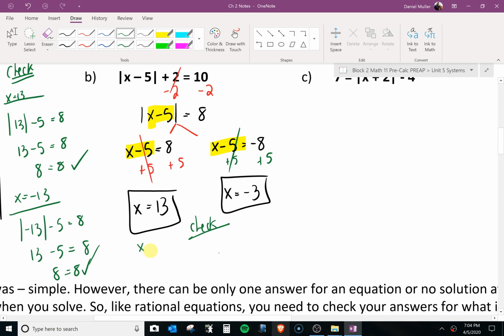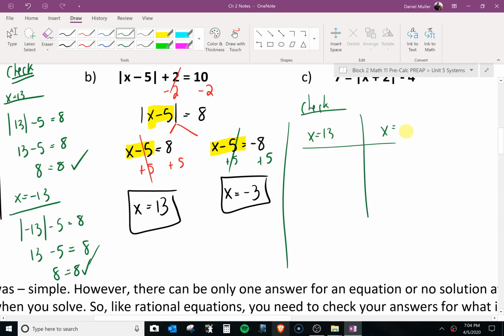So I'm going to check x equals 13. That's the one I'm going to check first. And I'm probably going to run out of room here, but actually I am 100% going to run out of room. So I'll do it here and then I can just erase it after. And then later on I'll check x equals negative 3.